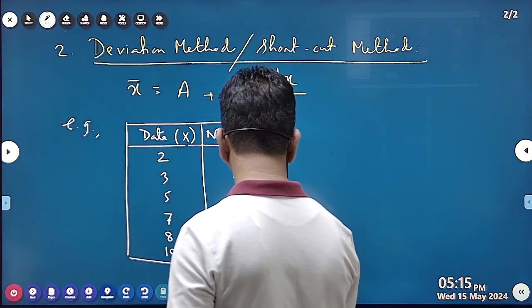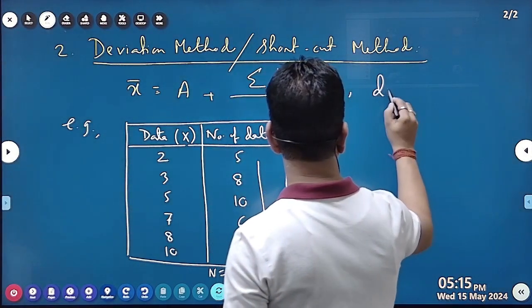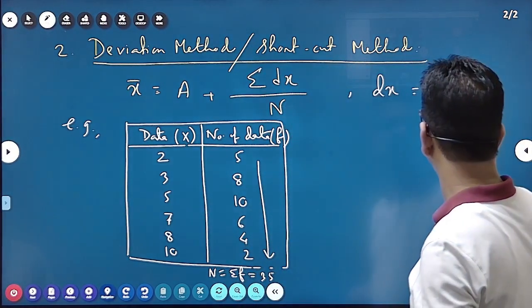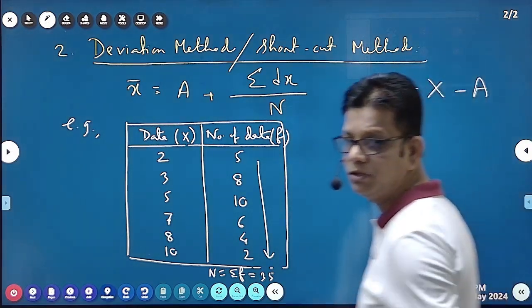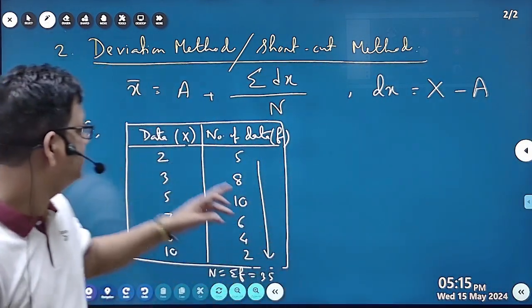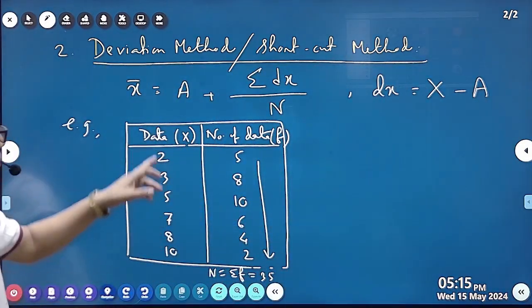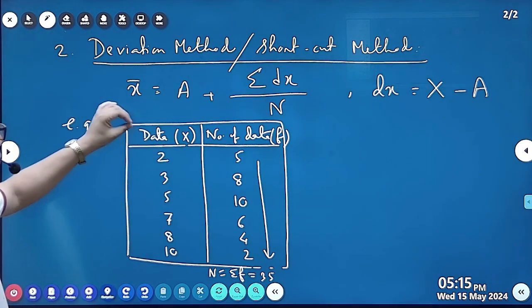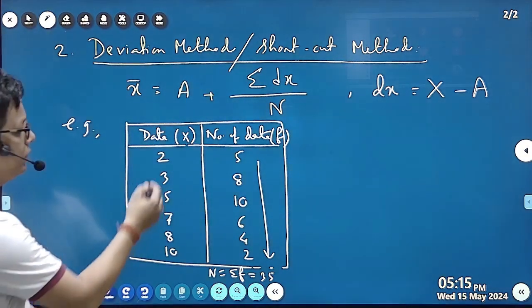35, right? Now, if you observe in the book, it's given that dx is equal to x minus a. Now, x, I have already told you what x is. So, x is this data, whatever. I have written here data; while doing this, you might get height, weight, anything. Now, these are x.